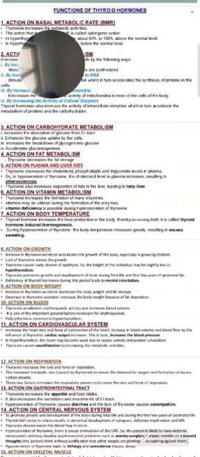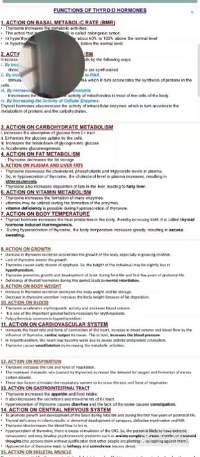Action on vitamin metabolism. Thyroxine increases the formation of many enzymes. For the formation of enzymes, vitamins are utilized. So there is vitamin deficiency during hypersecretion of thyroxine.